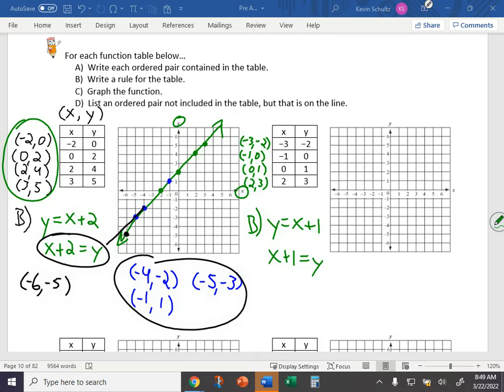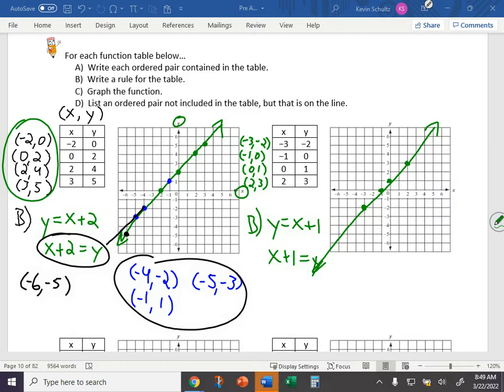Plotting these, negative 3, negative 2: negative 3 on x, negative 2 on y. Negative 1, 0 is going to be on the x-axis right there. 0, 1, smack dab on the y-axis. And 2, 3 right there. To make a line, that's good. We've done this correctly. We can connect these points as accurately and as straight as you can. And then give me an ordered pair that is part of the relation, but not in the table.